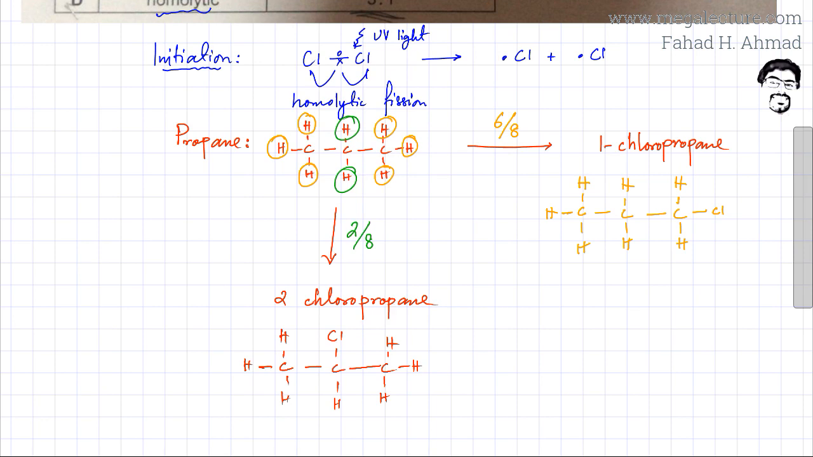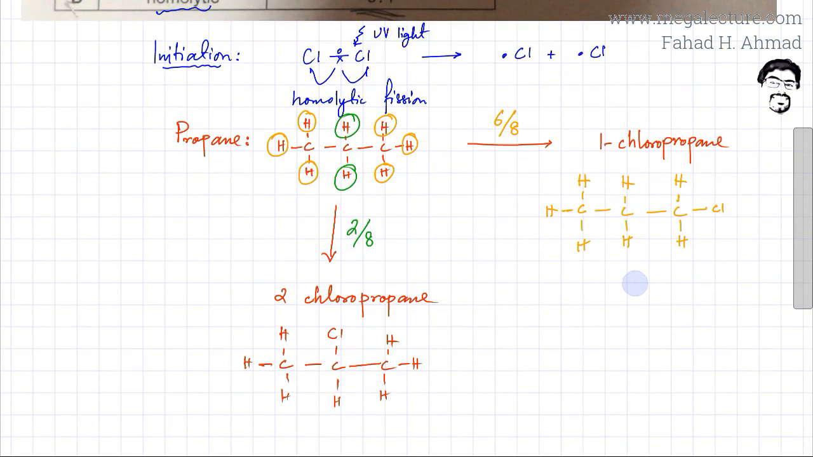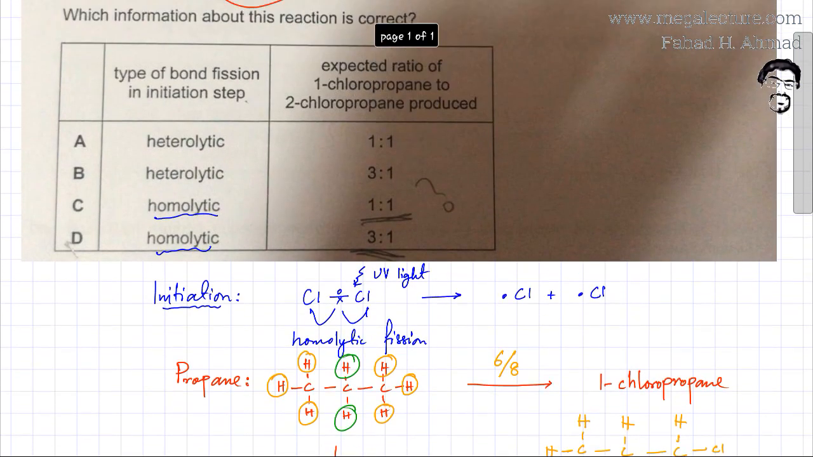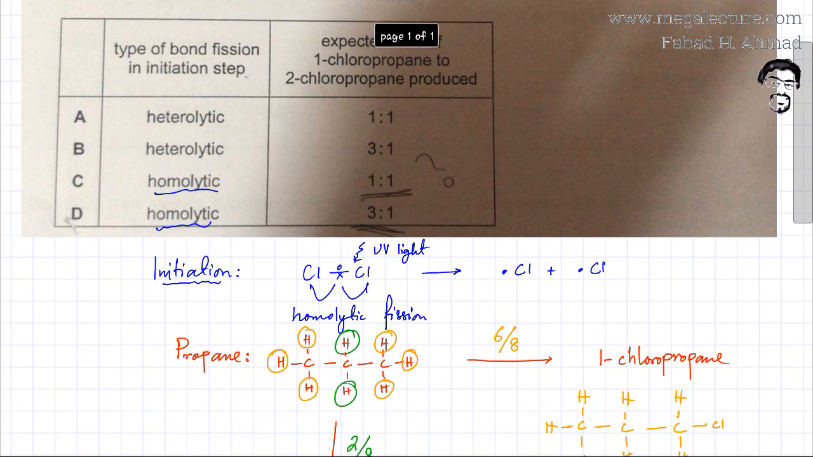So, I figured out the probability distribution of getting 1-chloropropane or 2-chloropropane. The chance of getting 1-chloropropane is 6/8. The chance of getting 2-chloropropane is 2/8. So the expected ratio is going to be 3:1, because 6/8 to 2/8 is basically 3:1. So 1-chloropropane has three times the possibility of being formed. So going back to my question, the correct answer is going to be option D.